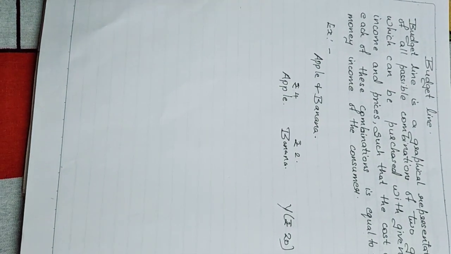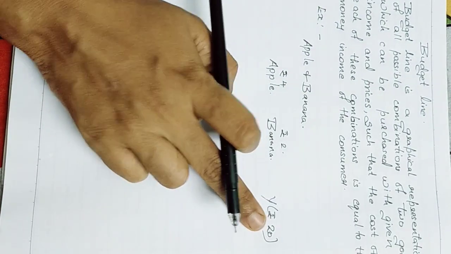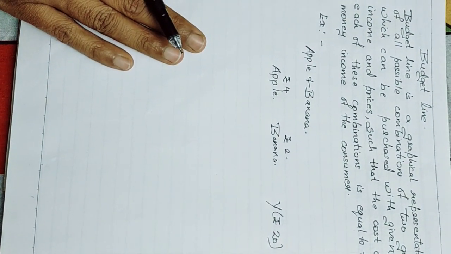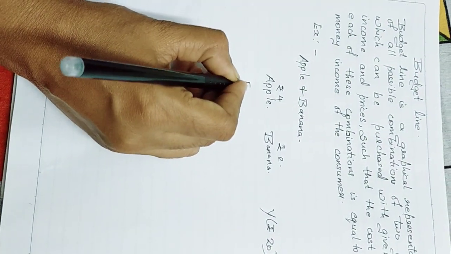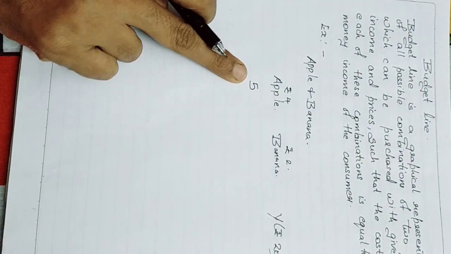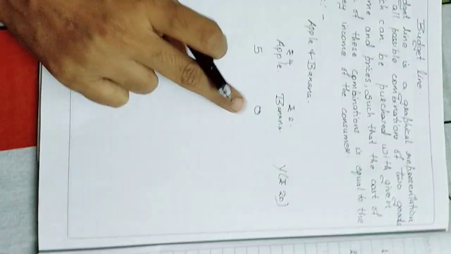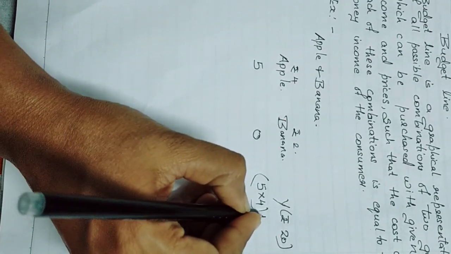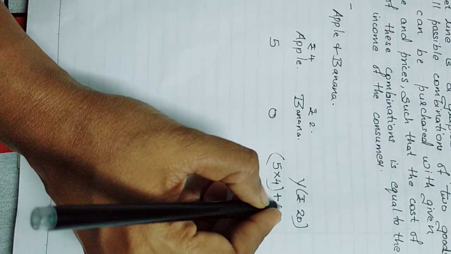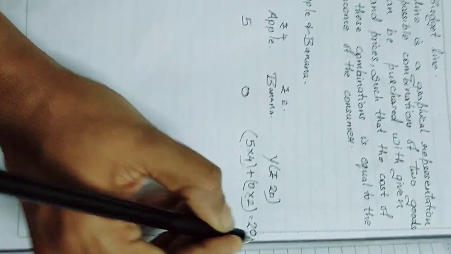So I have 20 rupees. With 20 rupees, how many apples will I take? Suppose I want only apples and no bananas. Here apple is rupees 4, so 20 rupees gives 5 apples. That is, I have spent my whole income on apples, and banana is 0. So with the combination apple 5, banana 0: 5 into 4 is 20, plus 0 into 2. If you add this you get 20.